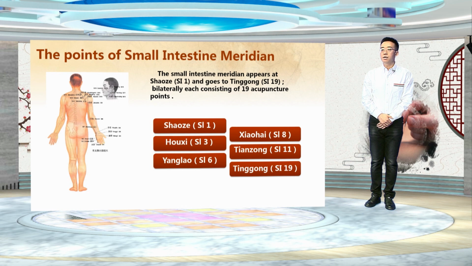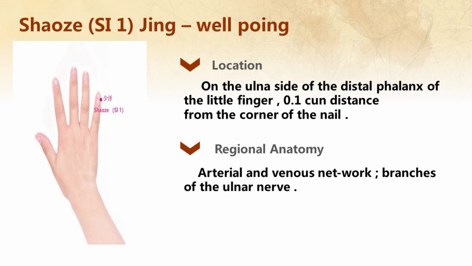This meridian begins at 少泽 and goes to 听宫. Bilaterally, it consists of 19 acupuncture points. In this knowledge point, we are going to learn 6 commonly used acupoints. The first point is 少泽.